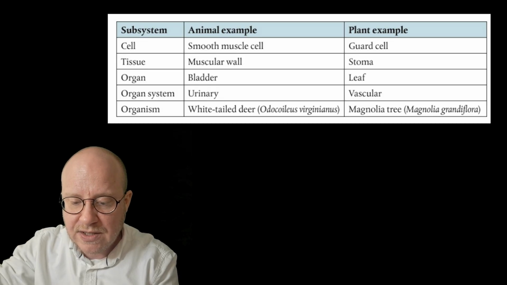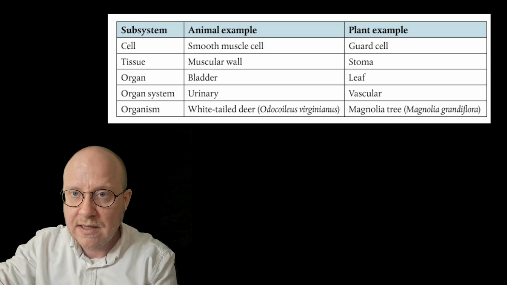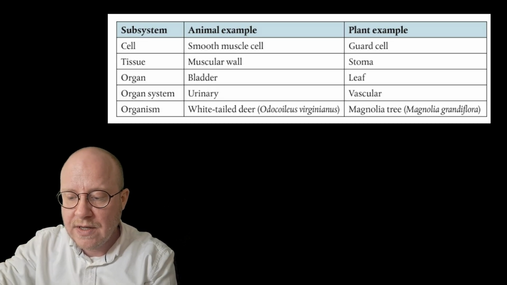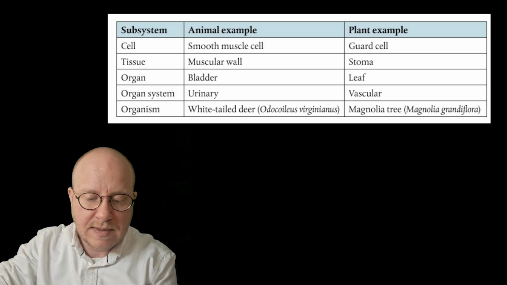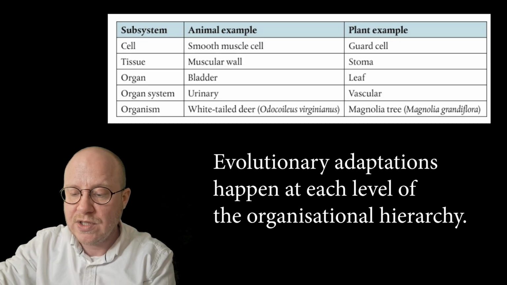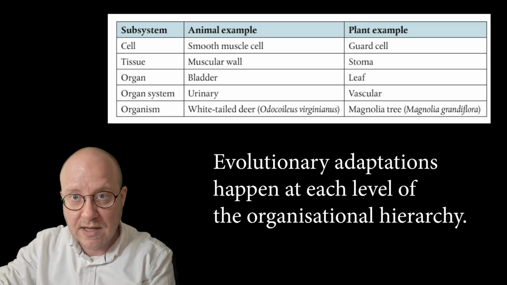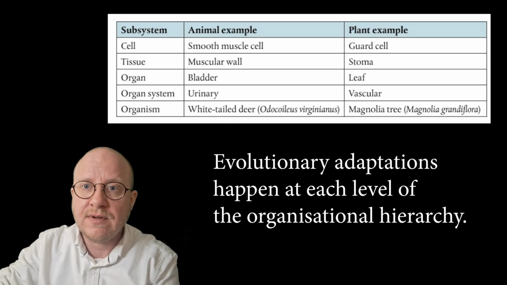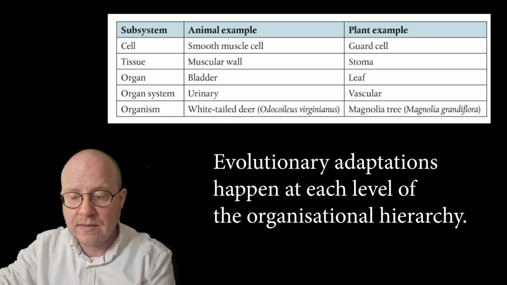Each level of organization allows greater efficiency and complexity. All living organisms continue to evolve to improve adaptations to the environment in which they exist at each level of cellular organization. So adaptations can happen on the cellular level, the tissue level, organ level, and so on.